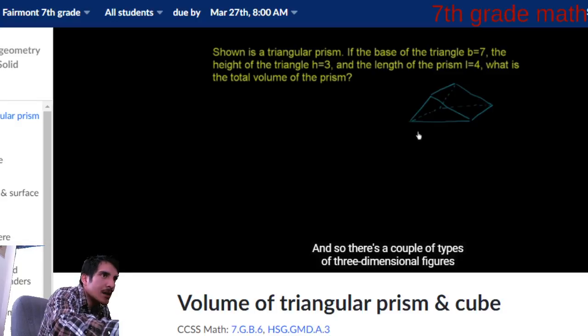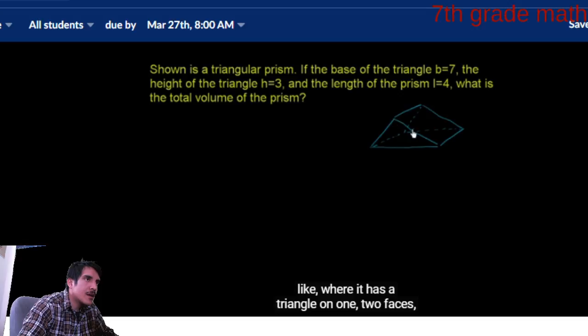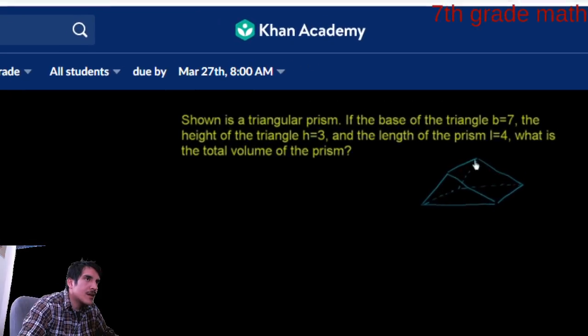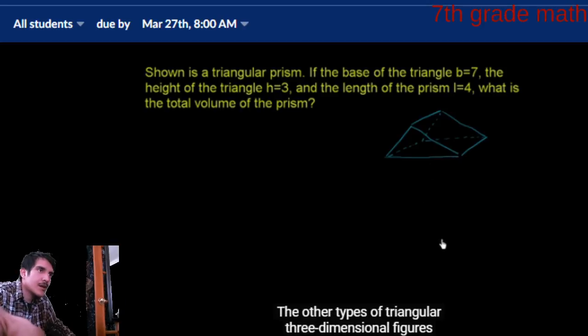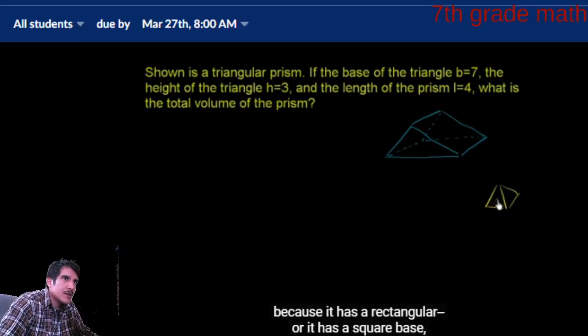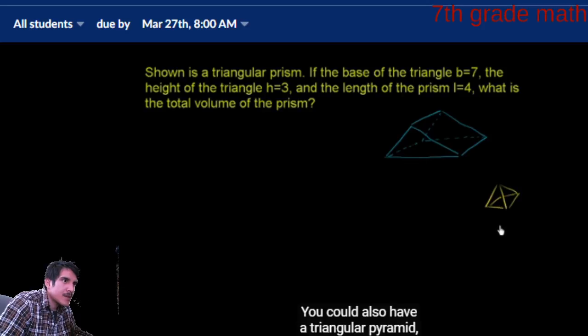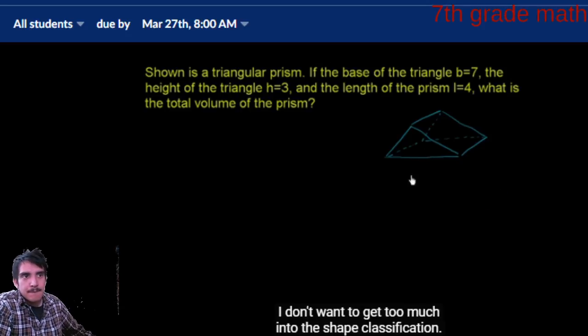So there's a couple of types of 3-dimensional figures that deal with triangles. This is what a triangular prism looks like, where it has a triangle on 2 faces, and they're kind of separated. They have rectangles in between. The other types of triangular 3-dimensional figures is you might see pyramids. This would be a rectangular pyramid because it has a square base. If anything, just practice drawing these, you know? You could also have a triangular pyramid where literally every side is a triangle. But this over here is a triangular prism. I don't want to get too much into the shape classification.